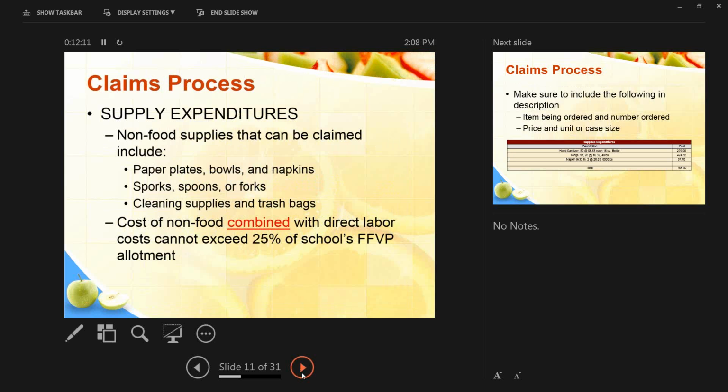Okay, next to talk about supplies. The non-food supplies that can be claimed are things like paper plates, bowls, napkins, forks and spoons, and cleaning supplies like trash bags, also gloves to make sure those foods are being served in a safe manner. The one thing to keep in mind is that the combined cost of non-food and direct labor cannot exceed 25% of the school's fresh fruit and vegetable program allotment. So you want to try to keep those costs reasonable and as minimal as possible so we can buy as many fruits and vegetables as possible.